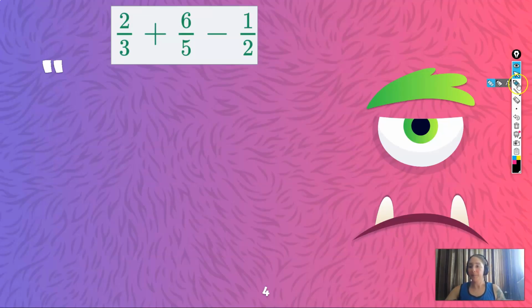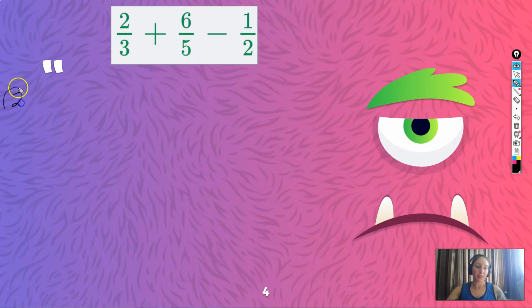So number 1. How do I add 2/3 with 6/5 and subtract 1/2? I'm combining all these rational expressions together. They're fractions, but fractions are rational expressions. Step 1 says simplify if I can. All of these look like they're in the most reduced form they could be.